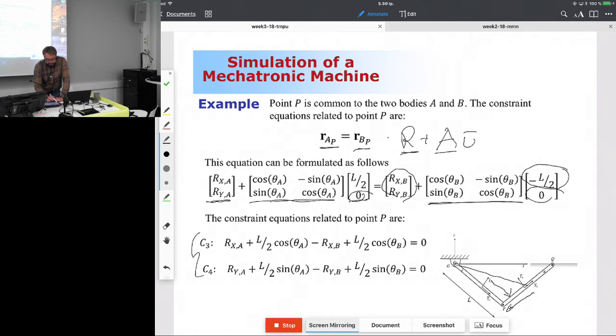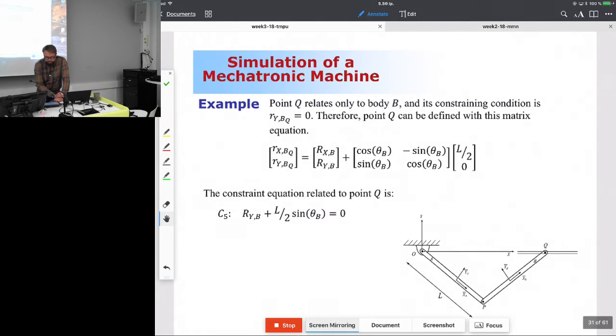Nice. So then the final one. The final one is related to point Q, and the point Q is actually located on the y-axis. So I'm simply defining this point here, and then I'm saying that the motion in the global y direction has to be equal to 0.